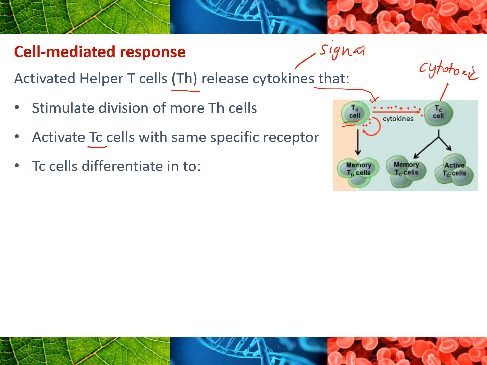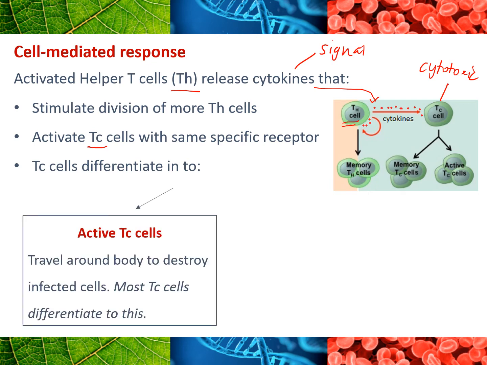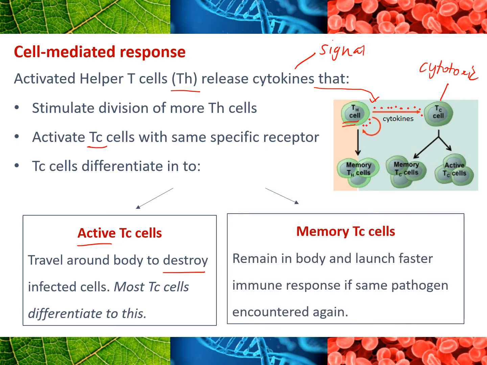Those cytotoxic T cells will then differentiate into either active cytotoxic T cells. So these are the cells that are basically going to travel around the body and destroy the infected cells. So they're going to fight the infection. So most of the cytotoxic T cells will become these active cells to fight the infection. But also some will differentiate into memory T cells. Their job is basically to stay in the body, and then in the future, if we encounter the same pathogen, let's say the same virus comes into our body again, they can launch a much faster response the second time.